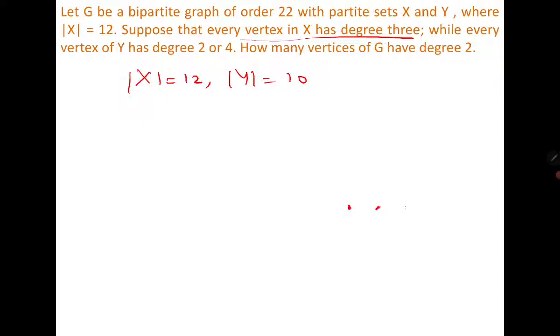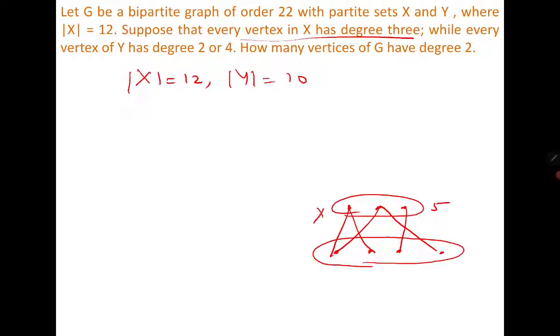Now for the bipartite graph, let's say you have this bipartite graph. Draw it whichever way you want. You can always observe here that if this is X, then the degree sum in X is always equal to the degree sum in Y, because if any edge is there, it has one endpoint in X and one endpoint in Y. Therefore, the degree sum of X should be equal to the degree sum of Y. Now, the degree sum of X: every vertex has degree 3, so this is 36.